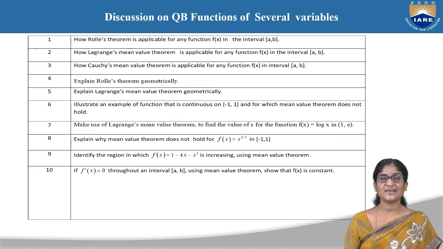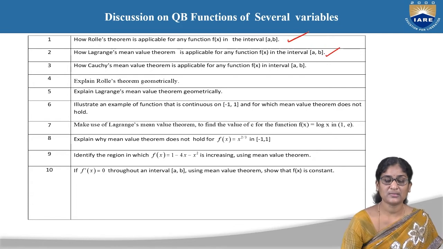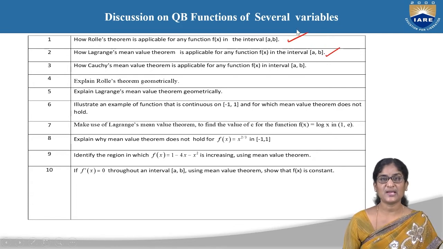If these two conditions are satisfied, then you can say that there exists a point c belonging to the open interval a comma b such that f dash of c is equal to f of b minus f of a divided by b minus a. If f of b is equal to f of a, then Lagrange's mean value theorem reduces to Rolle's mean value theorem. So that is the second one. That is how we can show that functions are capable of applying Lagrange's mean value theorem.